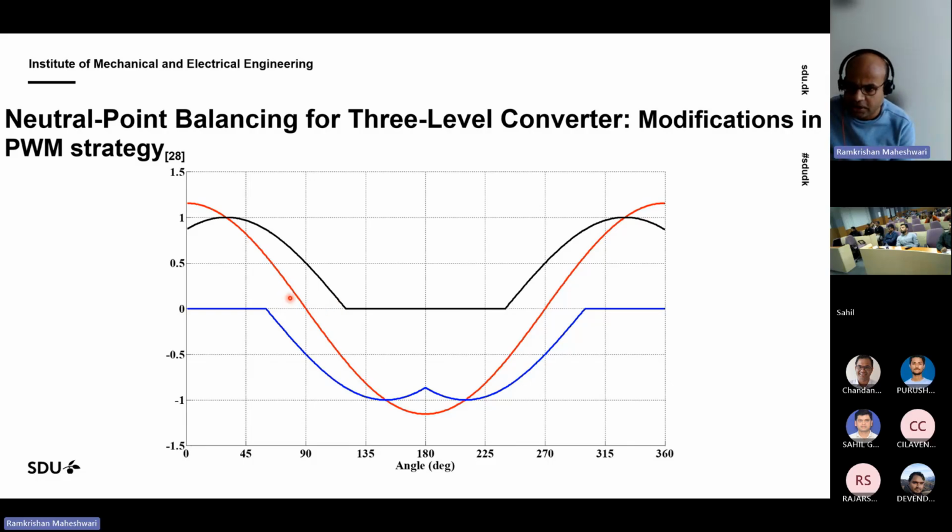However, the load can have transients. Load is not always in steady state. So any transient will disturb this reference voltage. It will also disturb the load current. It will also disturb the neutral point current in that manner. And then you can again have a problem of neutral point voltage drift.